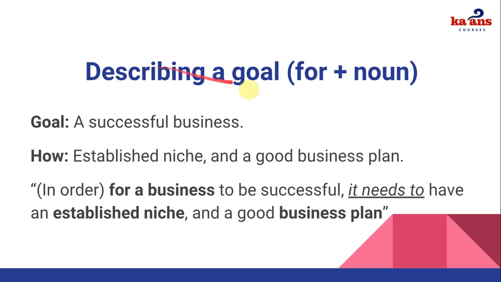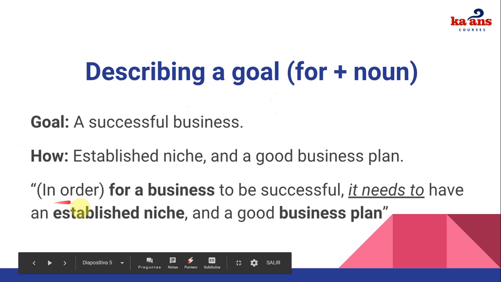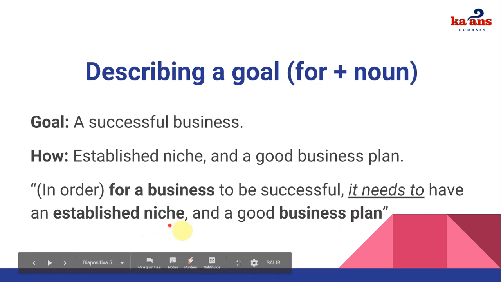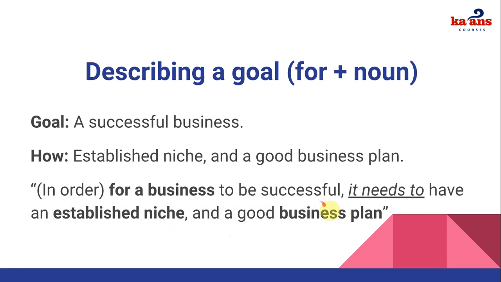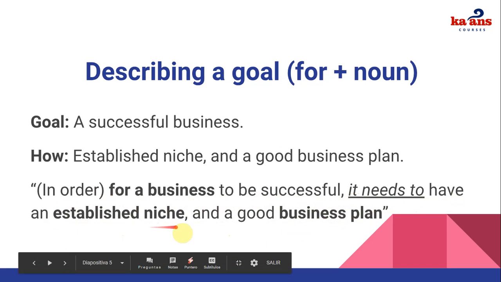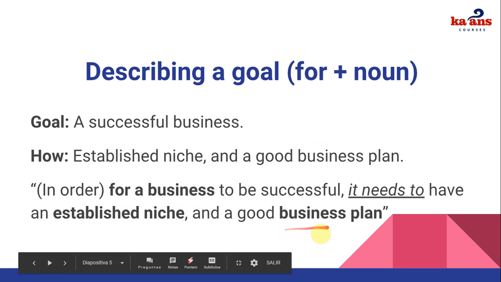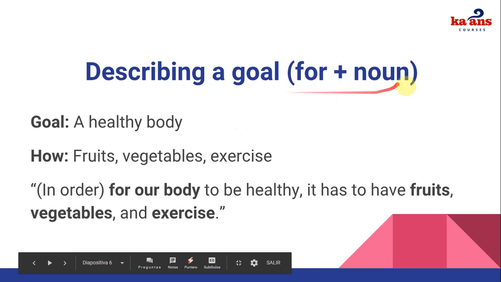All right, and then how would you describe this goal? Well, you could say something like, in order for a business to be successful, it needs to have an established niche and a good business plan. All right, so again, we have nouns, for a business, right? And we also have other nouns such as business plan, a good business plan, and an established niche.